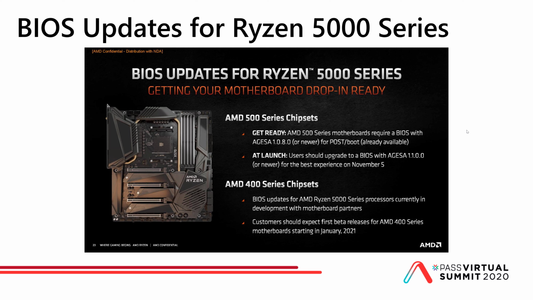And I've got a YouTube video that talks about how to do that. So the point is, you need to have a new enough BIOS version to make an AMD 500 or 5000 series CPU work, even with the latest motherboards.